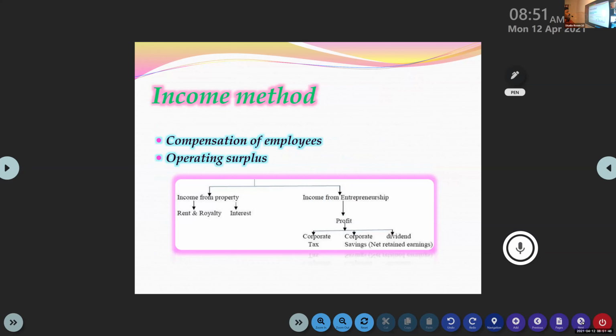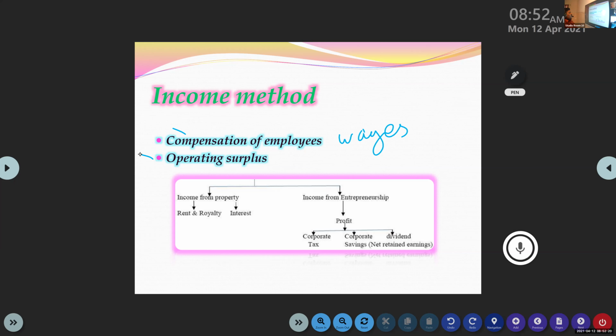Next, income method. So income method is basically related with the compensation of employees. We know that it is wages, right? Compensation of employees, it is wages, right? Yes or no? Wages or salary, we can say that. And we will add the compensation of employees and the operating surplus.